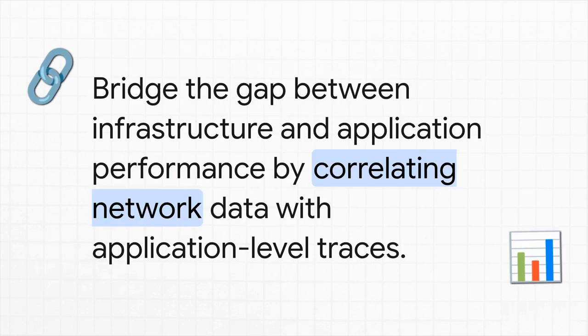But here's where the real magic happens. It's not just about collecting network data. It's about being able to connect that deep network visibility with your application-level traces. You can finally answer those impossible questions like, okay, this specific API call is slow. What was the actual network latency between the microservices that were involved? It completely bridges that gap between your infrastructure and your application performance.